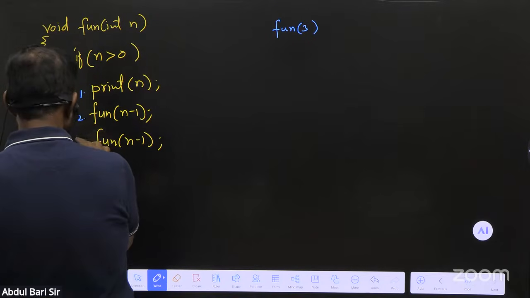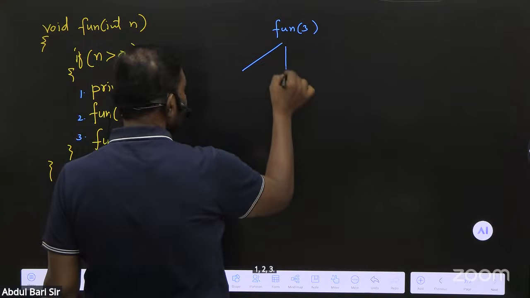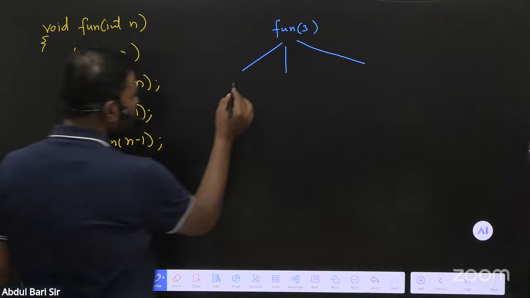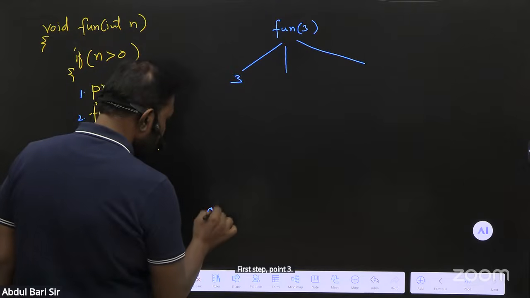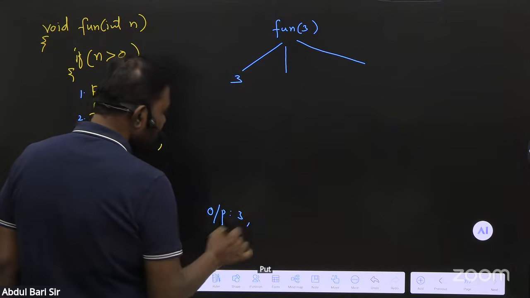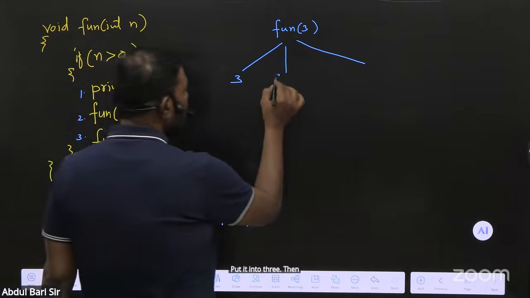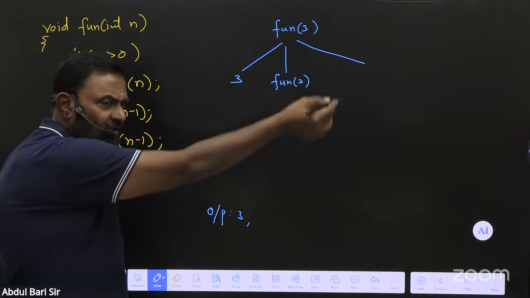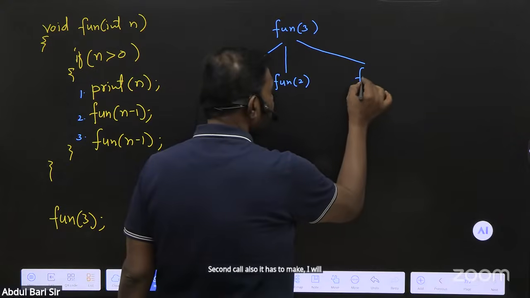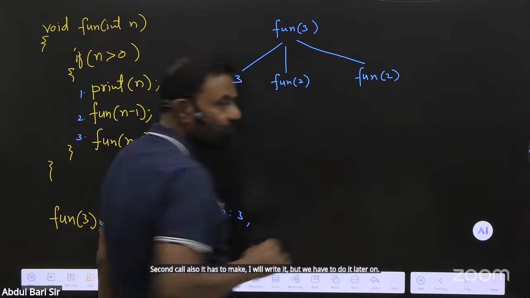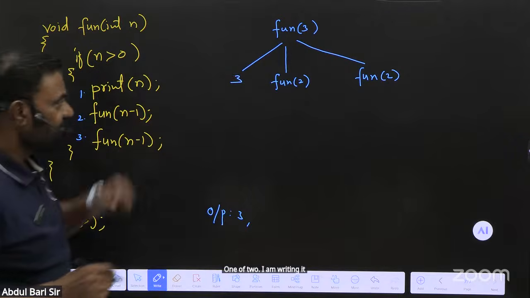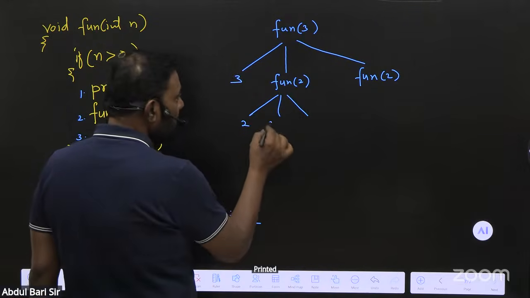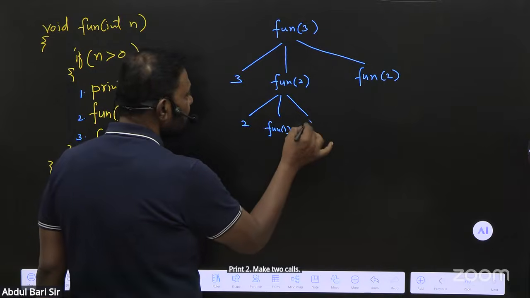It has to do 3 steps. First step, print 3. Output, print 3. Then make the first call, fun of 2. The second call also it has to make. I will write it, but we have to do it later on. Fun of 2. I am writing it, but I should finish this one first. So 3 steps. Print 2, make 2 calls, fun 1, fun 1.